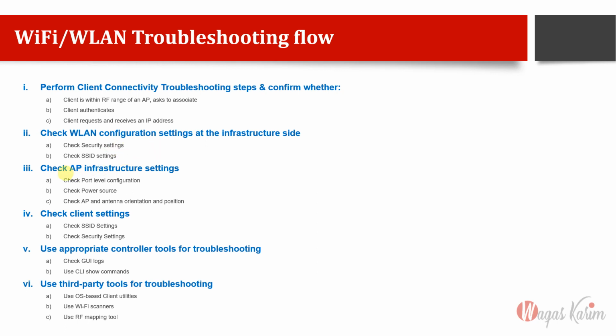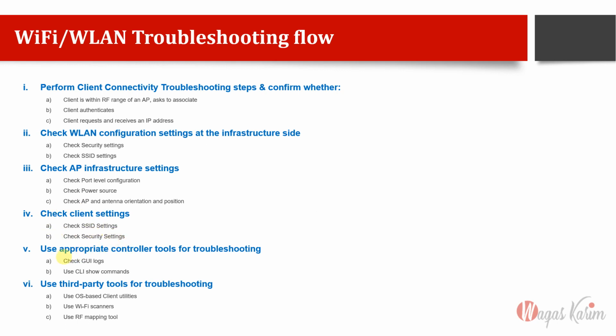If this is also good, then the next step is to check the access point infrastructure settings. Check your port level configuration, your power source, your access point and antenna orientation and its position, whether it's in the correct position, on the correct level, correct height, all of this. If this is also good, then check your client setting, check SSID setting, security settings, whether it's using WEP, WPA, WPA2, which method for security, and is it matching on both sides or not.